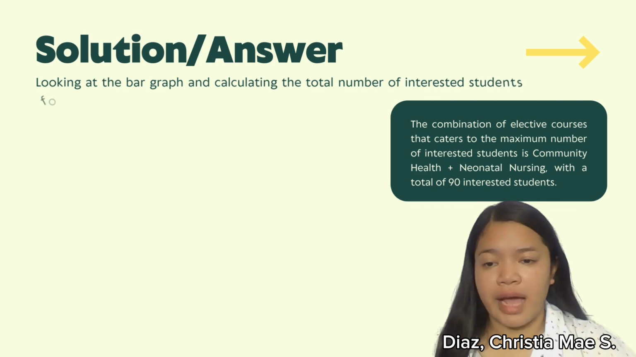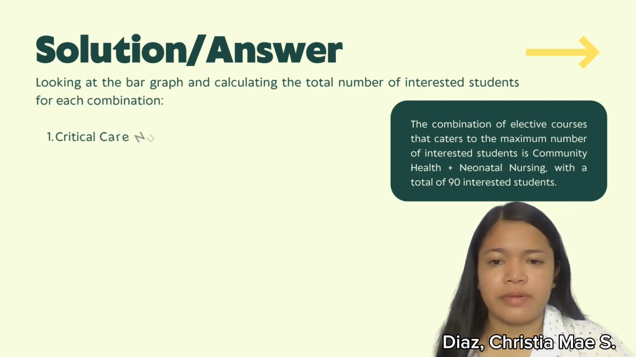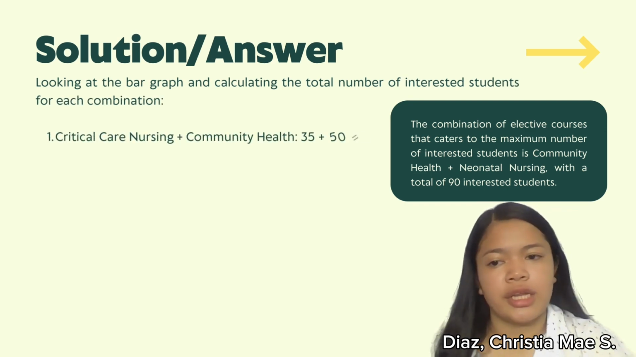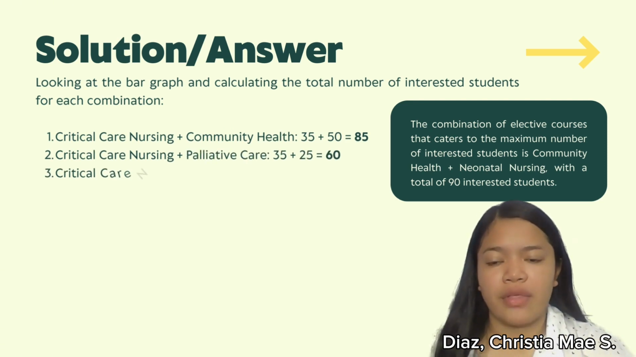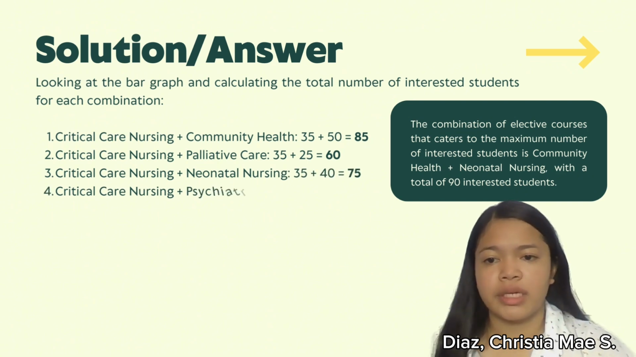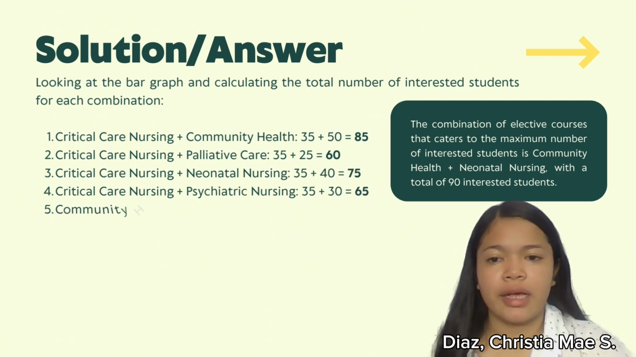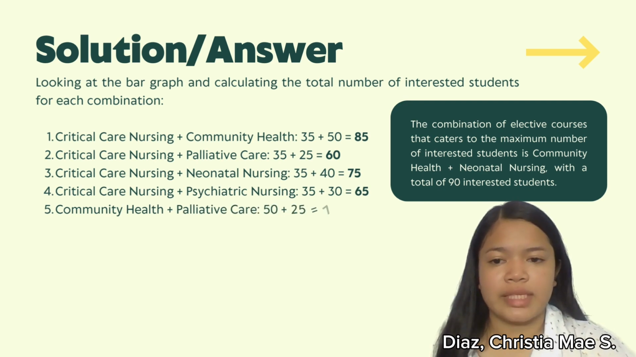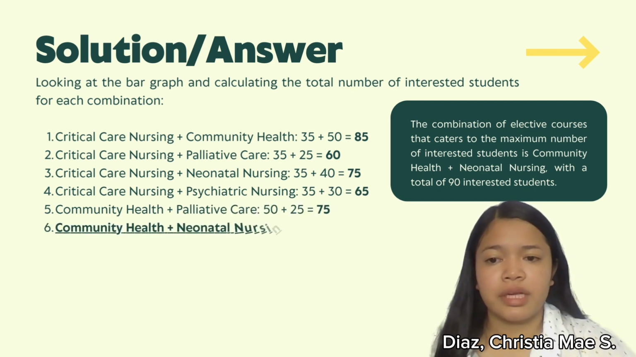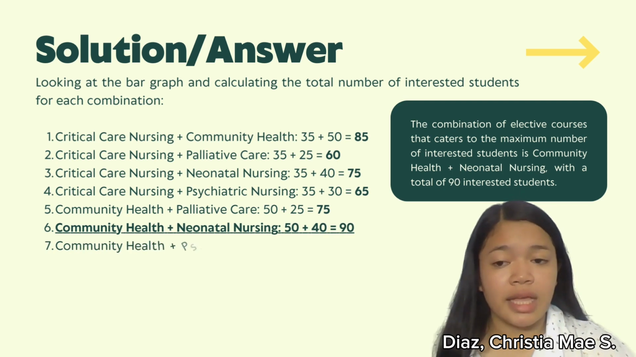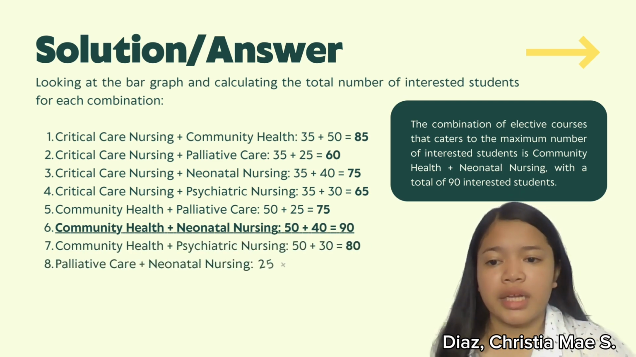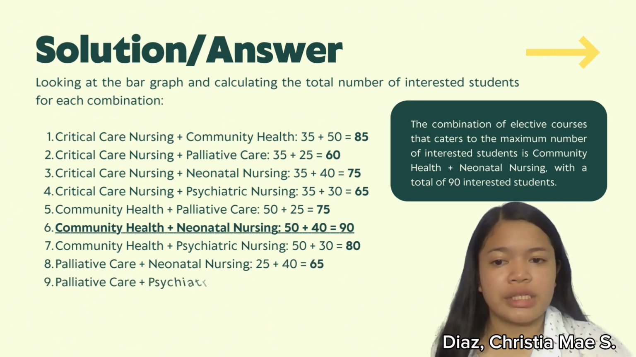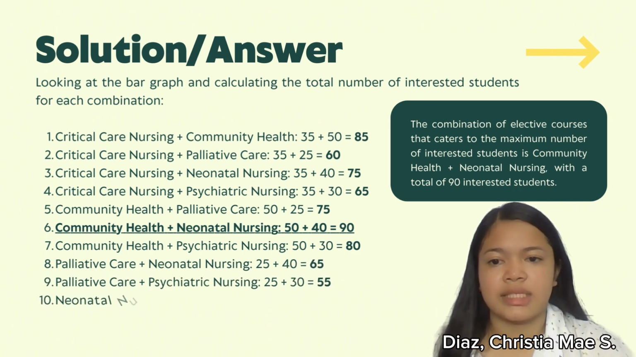Looking at the bar graph and calculating the total number of interested students for each combination, we have number 1, critical care nursing plus community health, 35 plus 50 equals 85. Number 2, critical care nursing plus palliative care, 35 plus 25 equals 60. Number 3, critical care nursing plus neonatal nursing, 35 plus 40 equals 75. Number 4, critical care nursing plus psychiatric nursing, 35 plus 30 equals 65.